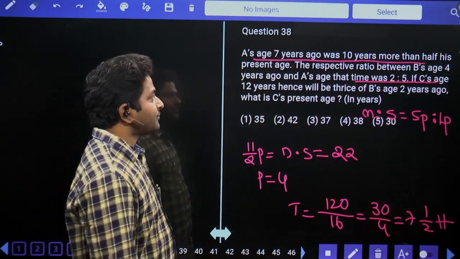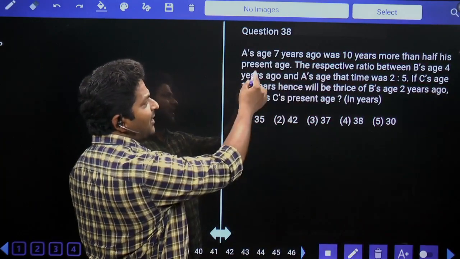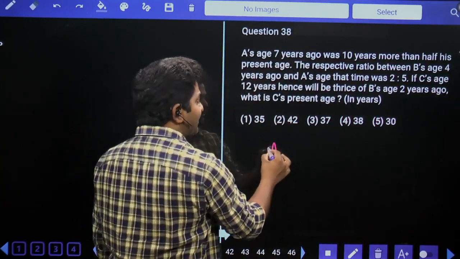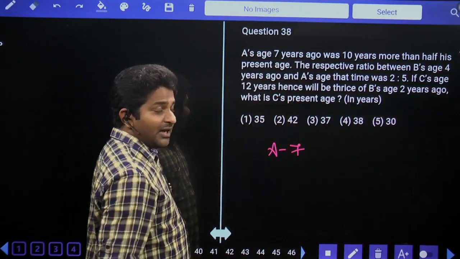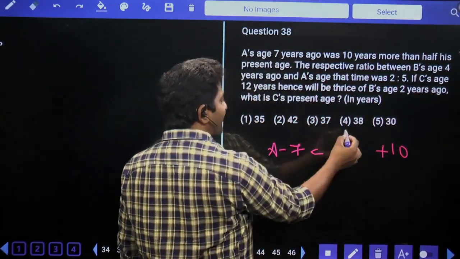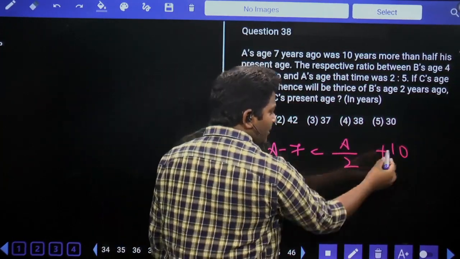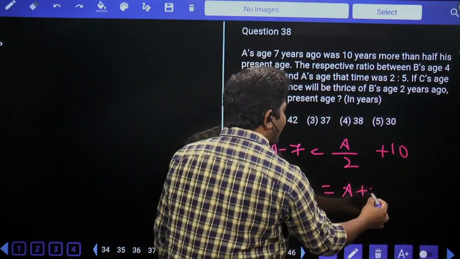Next. A's age 7 years ago was 10 more than half of his present age. 7 years back, A's age was A minus 7, which was 10 years more than half of his age. That means A by 2. Take 2 to the other side. Take 2 common here. Right hand side you'll have A plus 20.